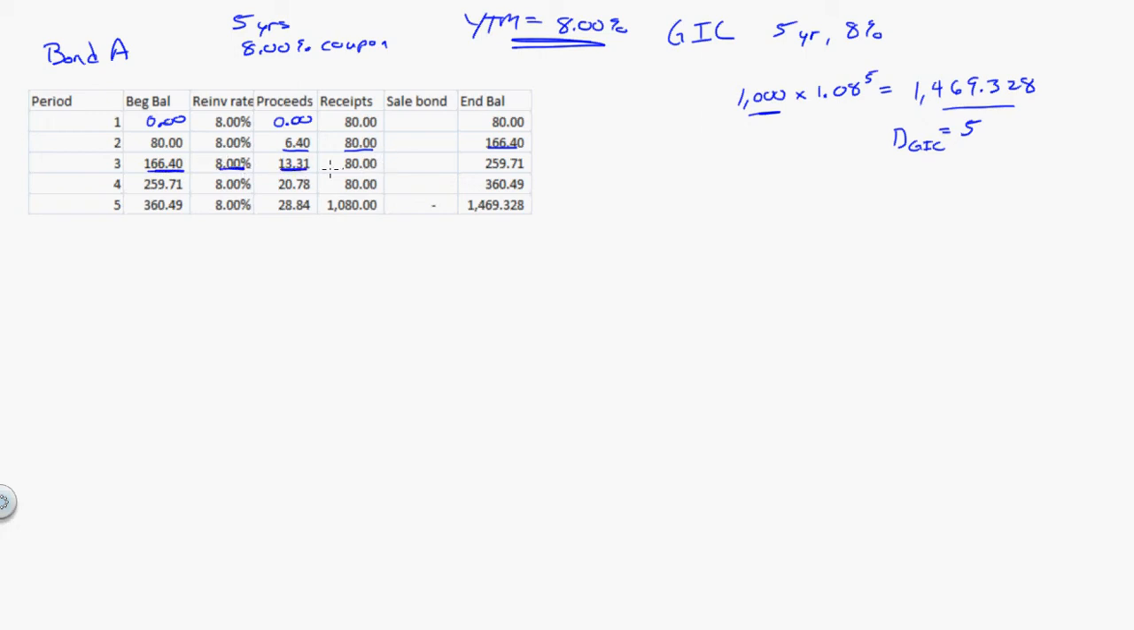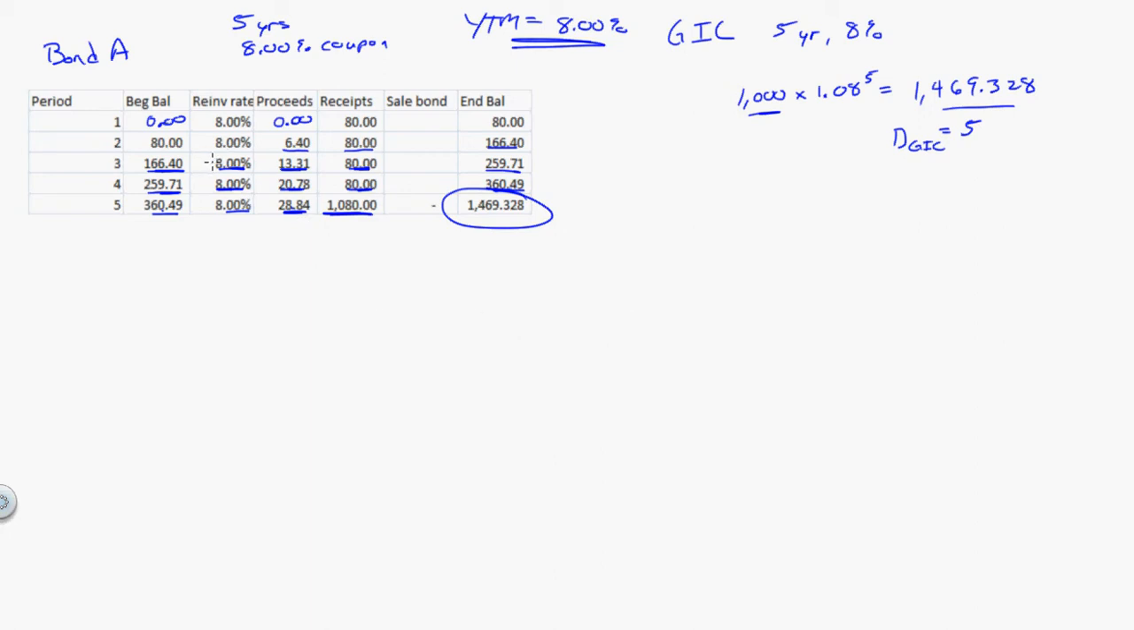That yields $13.31. So the $166.40 plus the $13.31 plus the new $80 gives me $259.71. I invest the $259.71 at 8%. That gives me $20.78. Then I get another $80, which totals $360. The $360 is invested at 8%, and I get $28 in interest. So my $360 plus my $28 plus my last payment of $1,080 is exactly $1,469.328, and I pay the guy exactly what I owe him. Of course, the insurance company would take a fee, but this is assuming we do it for no fee.